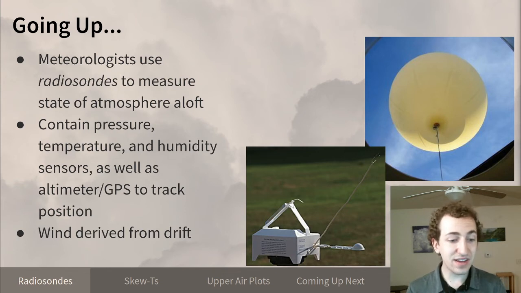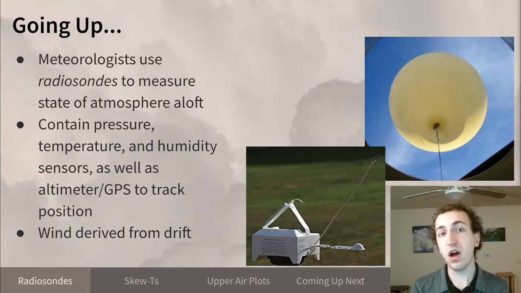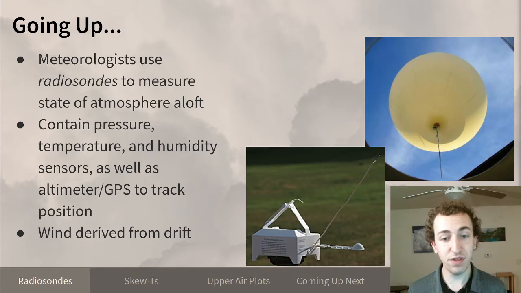Wind instead is derived from the drift of the balloon, because these balloons are known to have a certain buoyancy at the surface. Making some reasonable assumptions about the temperature of the gas inside the balloon as it goes up, we can derive essentially its buoyancy, its ascent rate, and compare that to its position tracking over time to rederive what wind it was experiencing as the balloon followed the flow.